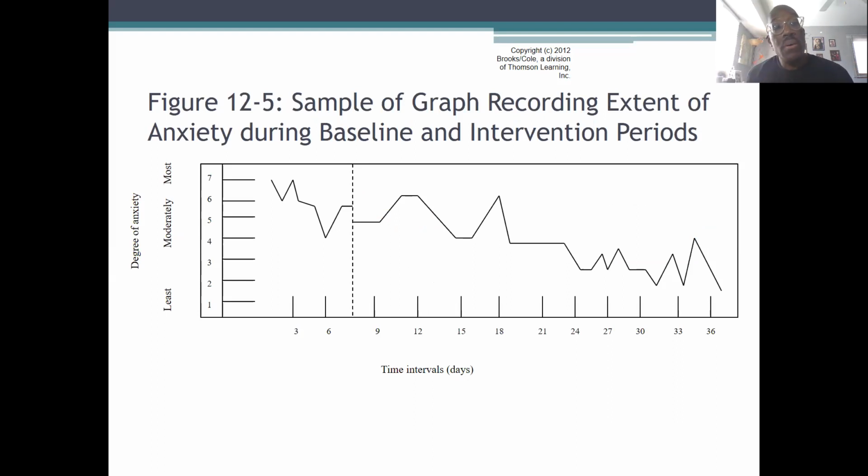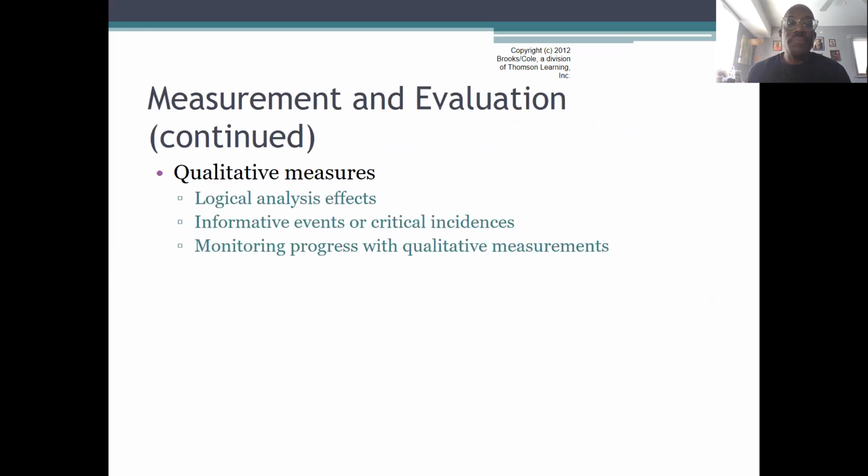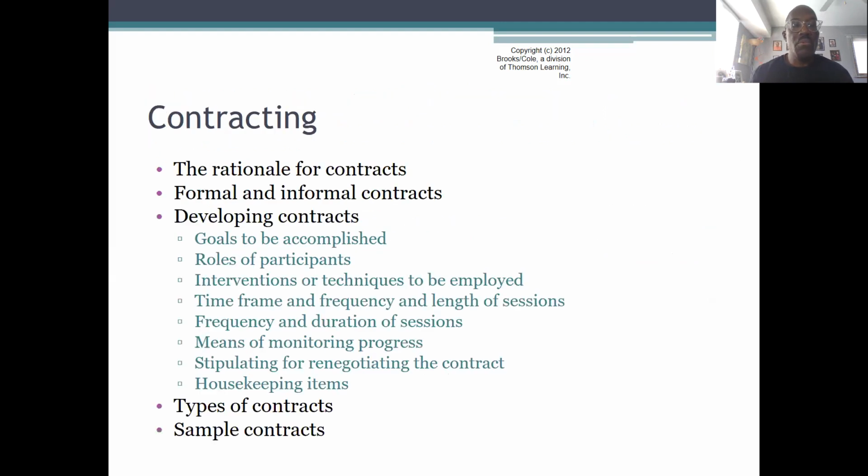This is an example of a graph recording that really looks at monitoring the different times of day and the level of anxiety that people experience, so they can chart it to see what their level of progress actually is, and something that we report to the social worker as well. So again, these are measures that we're going to need to look at and make sure that we have some evidence to support whether things are actually working.